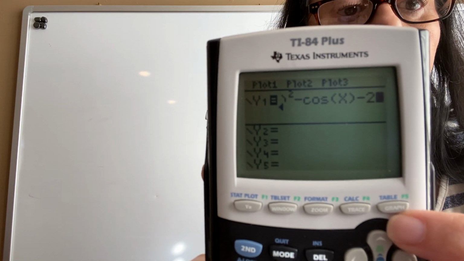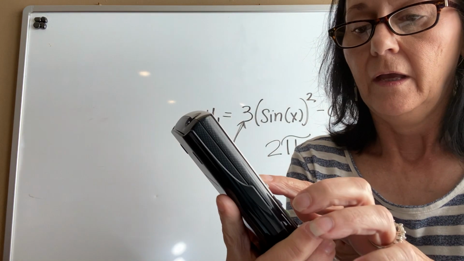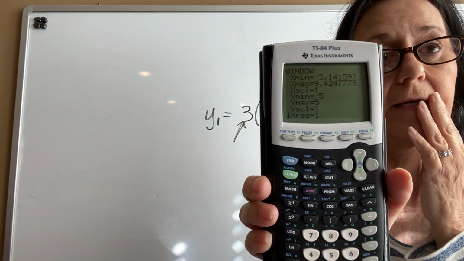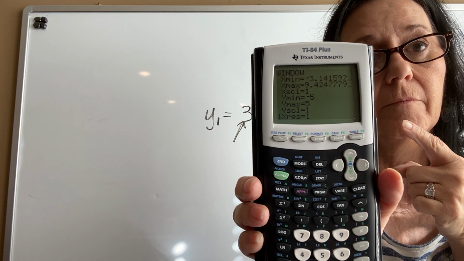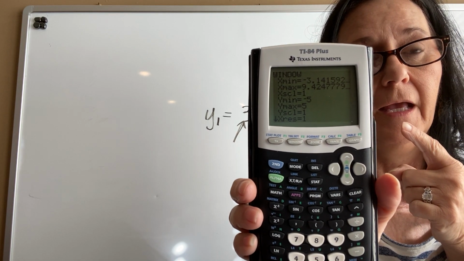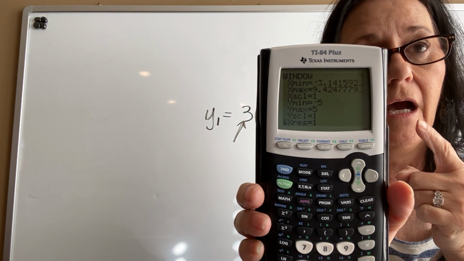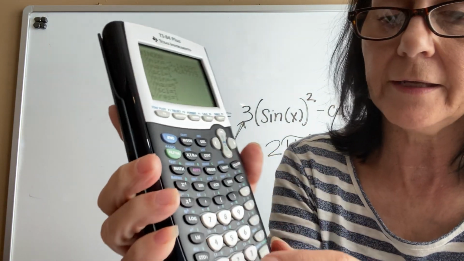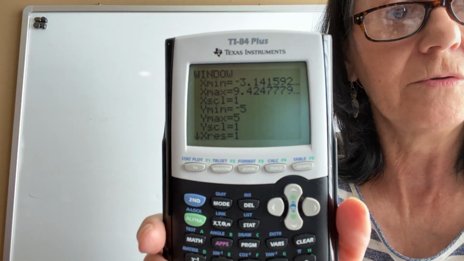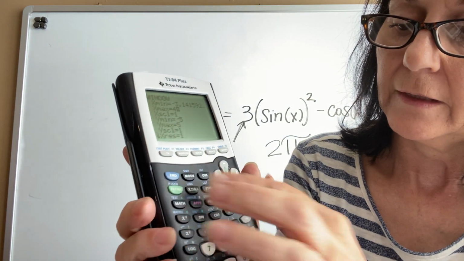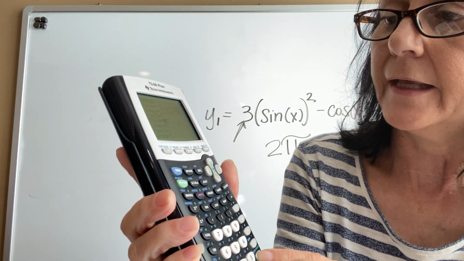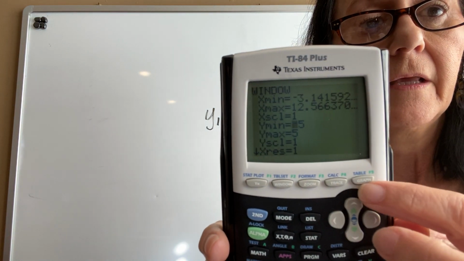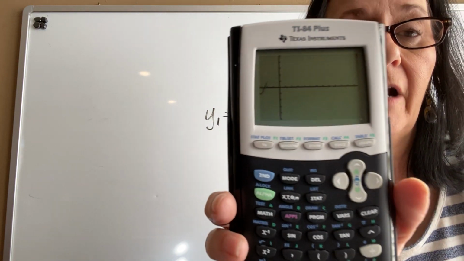And then we're going to look at our window. I probably want to see, I've got it at negative pi and positive 3 pi. I think that's all I want to see because I'm expecting one cycle then. Actually, I'm going to change this to 4 pi so that we can see that that cycle finishes. So at 4 pi, then 5 should give us enough to be able to see that whole graph. So let's graph it.